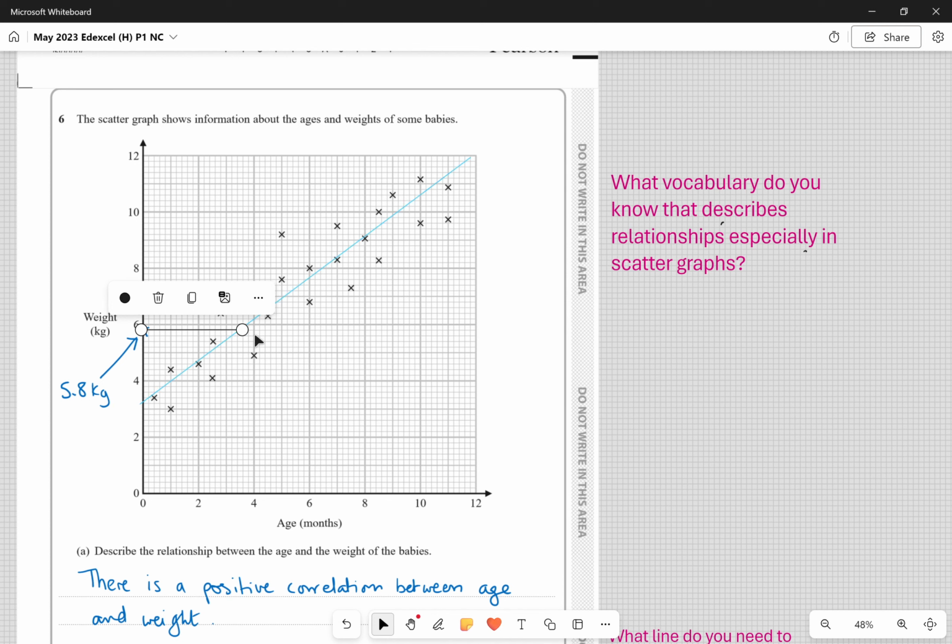And then we're going to take this line and drop perpendicular down to the x-axis, or to the age, because that's what we're trying to estimate. We're trying to estimate the age. And there we have it. It's not quite straight.